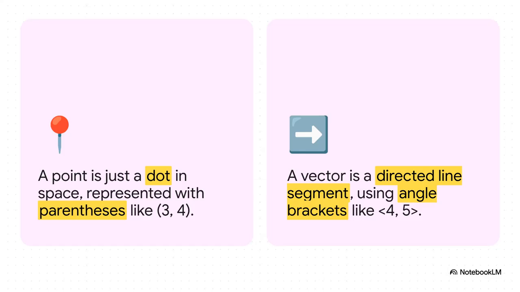Now, this is a super important distinction, so you gotta watch the notation here. Regular old parentheses, like (3, 4), mean a point, a single dot on a map. It's a location. But those angle brackets, ⟨3, 4⟩, that's a vector. It's not a location, it's a journey. It means move 3 units to the right and 4 units up.